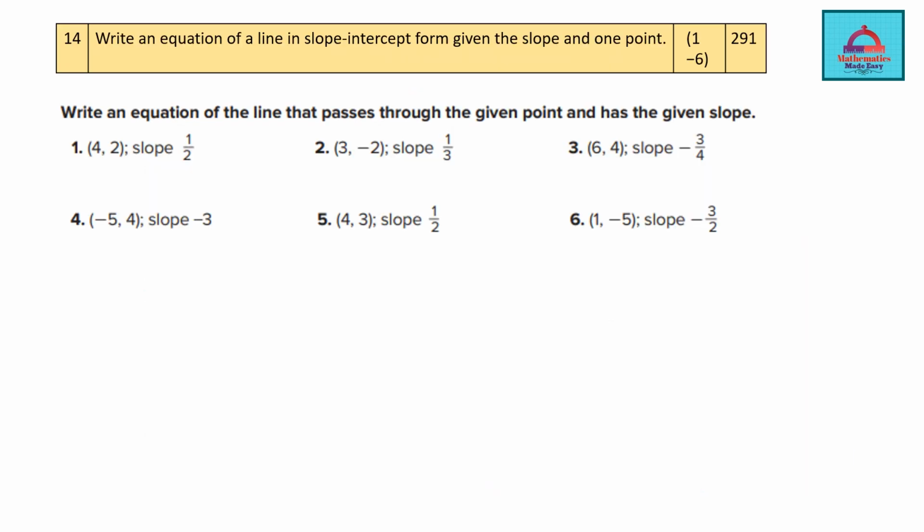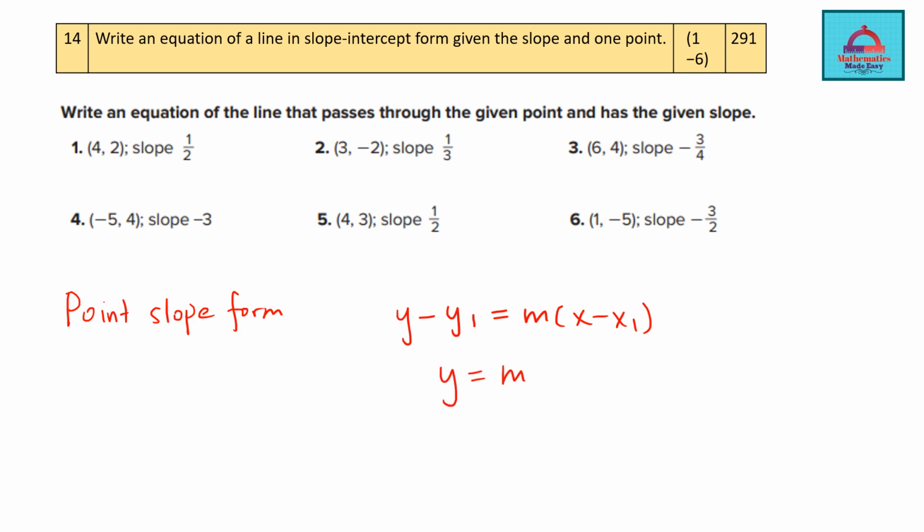Okay, write the equation of the line that passes through the given point and has the given slope. So point and slope is given, so you will use the point slope form. What is point slope form? y minus y1 is equal to m times x minus x1, and because you have to write the equation of the line that passes through the given point and given slope, you have to give your final answer in y equals mx plus b form. So let's solve one question. I will do question 4 here.